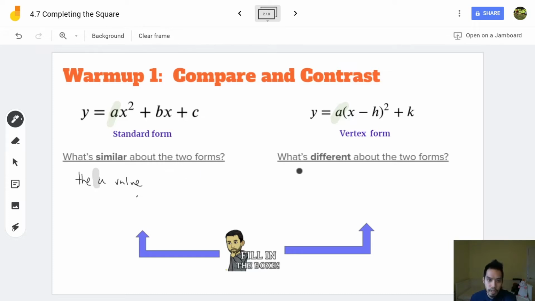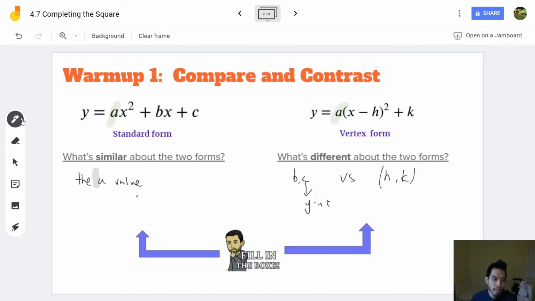Now what's different is that standard form has B and C, versus vertex form, which has H and K, which is the vertex. So that's why it's called vertex form. You can extract the vertex straight from there. And over here, B and C, if you remember, C is the y-intercept, and B is nothing yet. So that's what's different.